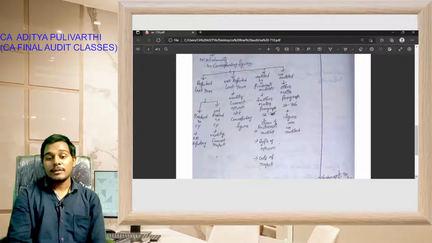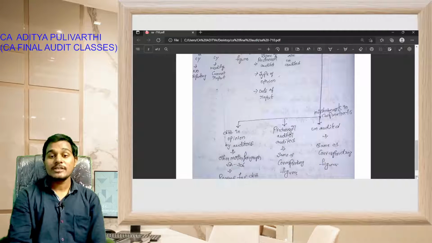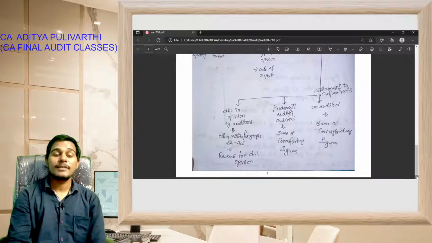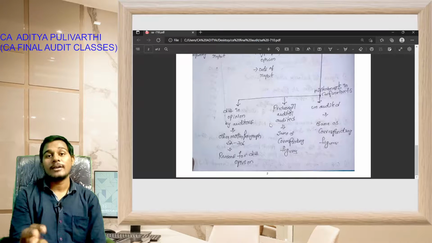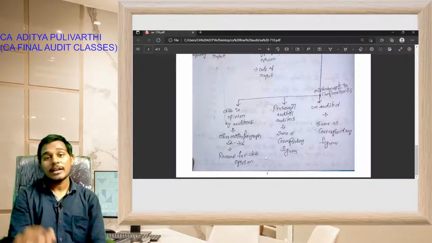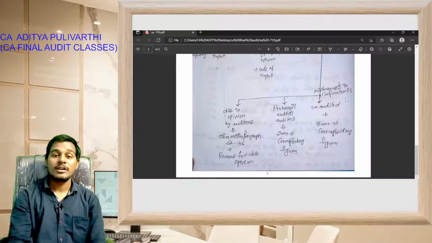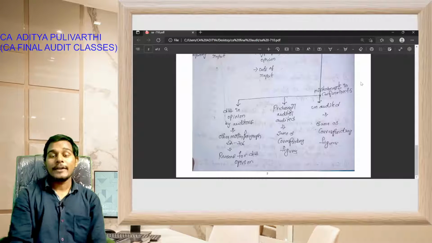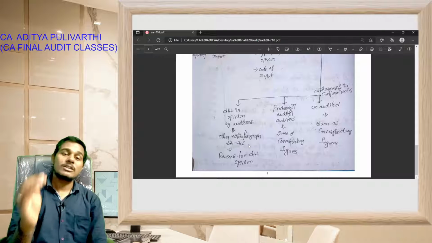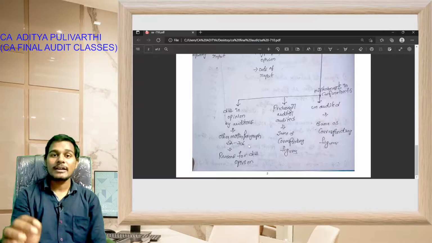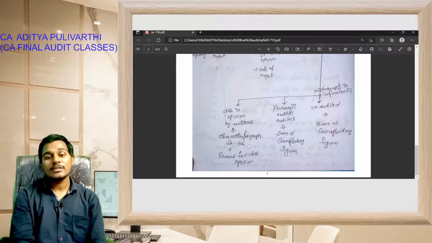See students, misstatements in comparative financial statements. If there are misstatements in comparative financial statements, then in the case of a difference in opinion between the auditors, the auditor will specify in the other matter paragraph as per SA-706 the reasons for the difference in opinion among the auditors.